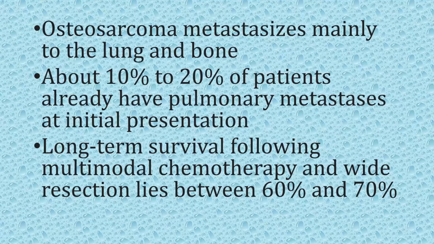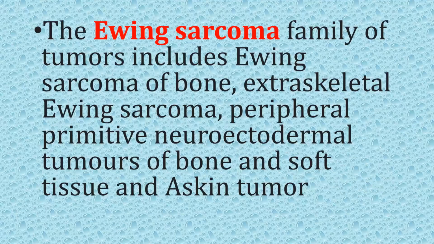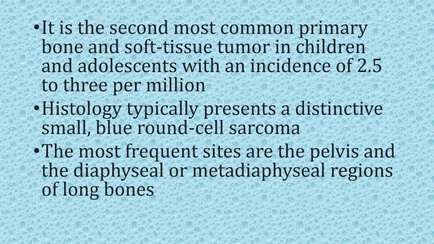The Ewing sarcoma family of tumors includes Ewing sarcoma of bone, extraskeletal Ewing sarcoma, peripheral primitive neuroectodermal tumors of bone and soft tissue, and Askin tumor. It is the second most common primary bone and soft tissue tumor in children and adolescents, with an incidence of 2.5 to 3 per million. Histology typically presents a distinctive small blue round cell sarcoma.